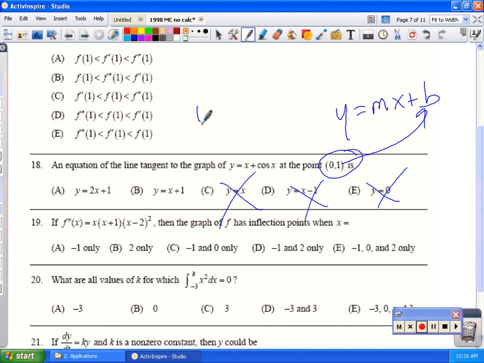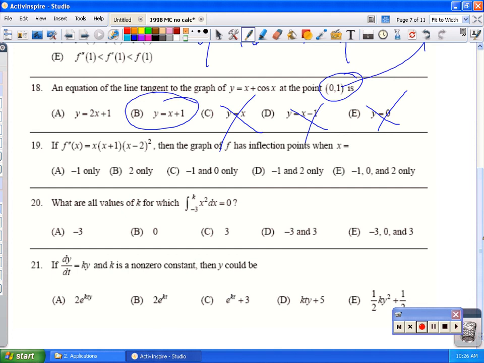To find the slope, I need the slope generator, so I find the derivative of x, which is 1, and the derivative of cosine, which is negative sine of x. I substitute in 0. The sine of 0 is 0, and 1 minus 0 is 1, so the slope is 1, so I'm going to select answer choice B.